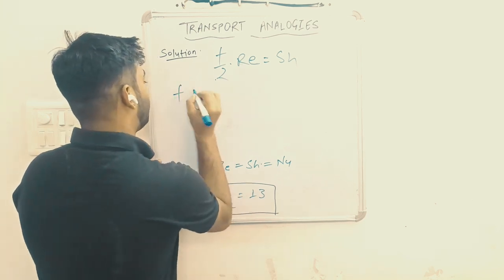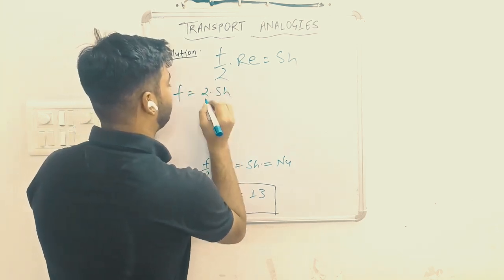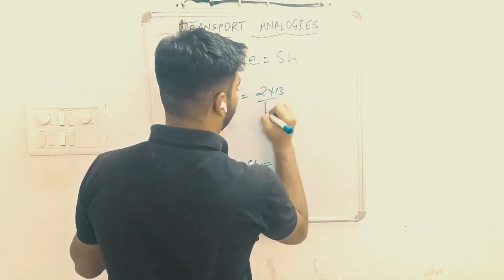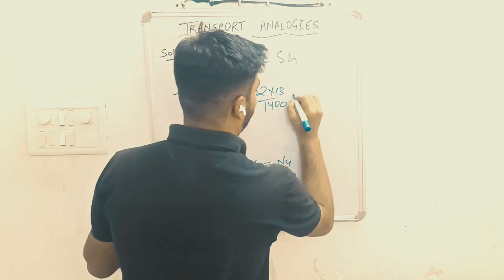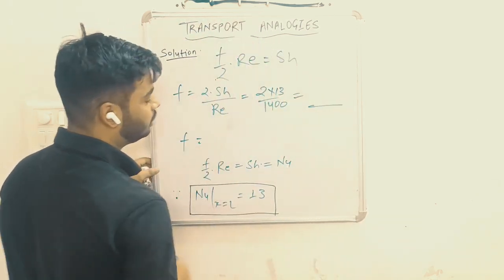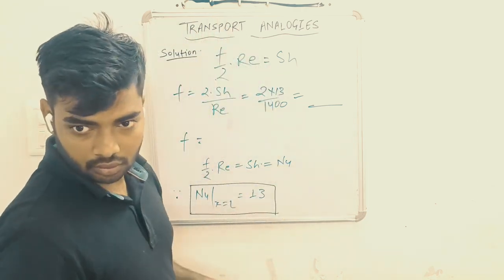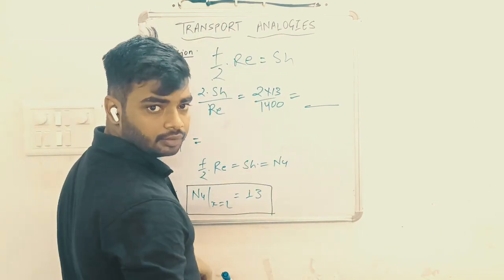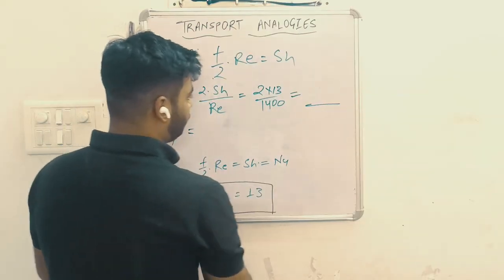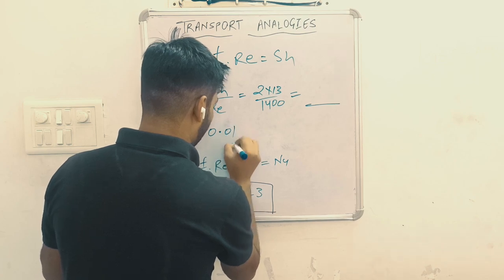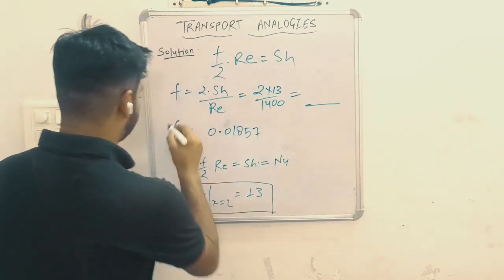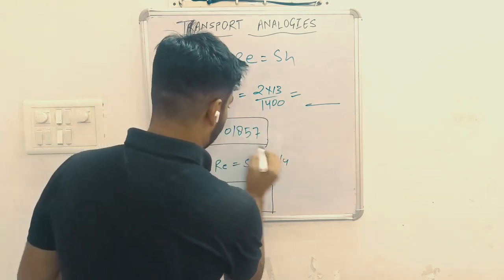Now from here we will obtain F is equal to 2 into Sherwood number divided by the Reynolds number. This will give 2 into 13 by 1400. On solving this, we will get the value of x, so we will get x is equal to 0.01857. So this is our second answer, that is friction factor at x is equal to this value.